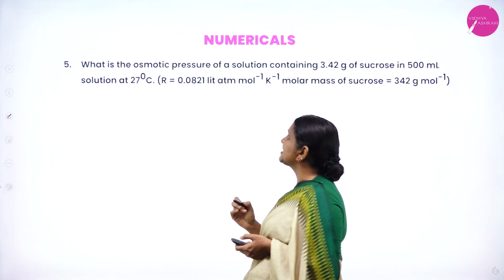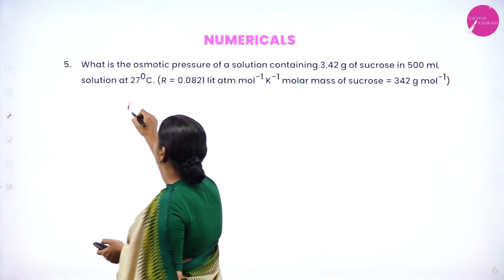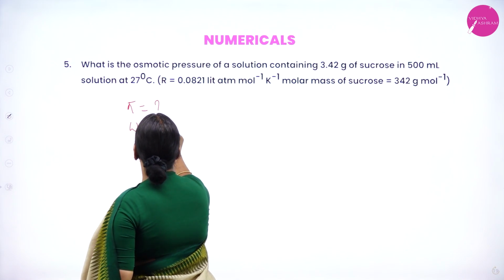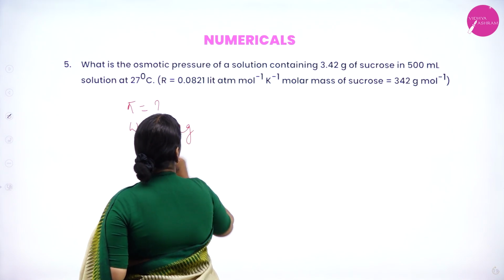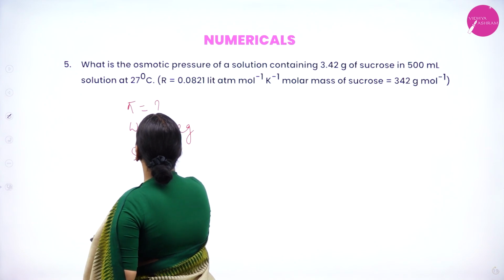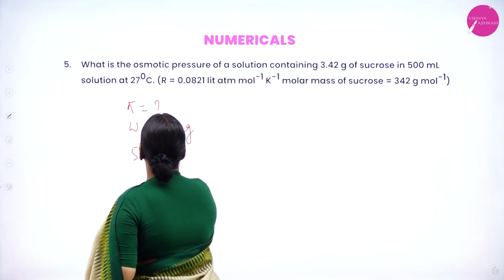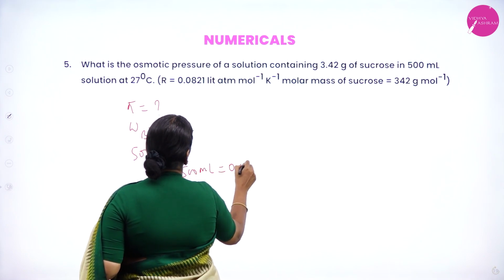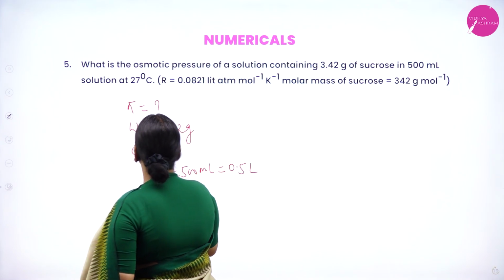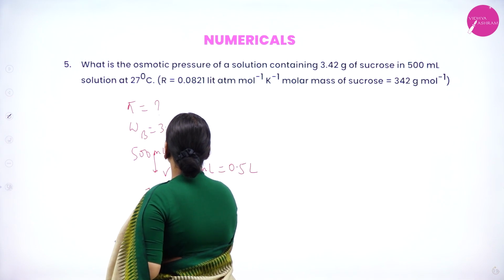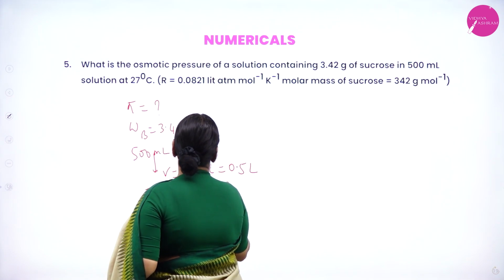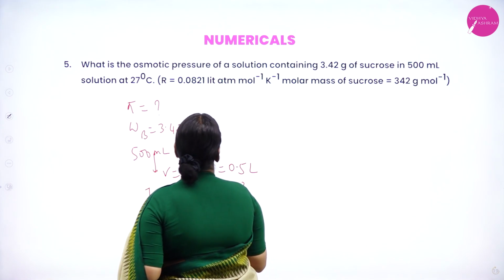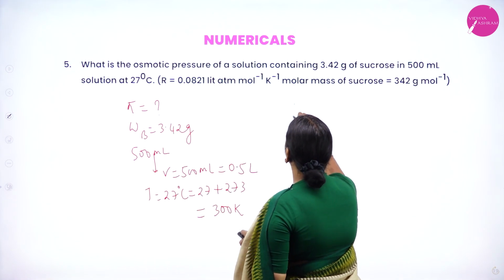Next, what is the osmotic pressure of the solution containing 3.42 gram of sucrose, that is WB is 3.42 gram, in 500 ml, that is 0.5 liter, at 27 degrees centigrade? 27 degrees centigrade means 27 plus 273, which is 300 Kelvin. We have to find out the osmotic pressure.